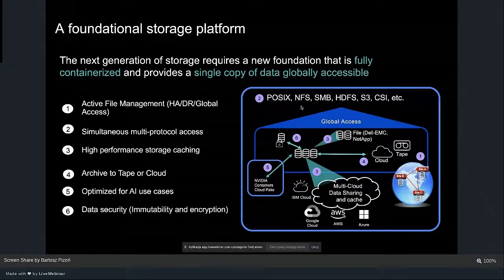So we can connect our on-prem infrastructure to the cloud with the active file management. It could be made for high availability, for disaster recovery as well, and those systems could be separated by many kilometers. Simultaneous multi-protocol access, of course, that's, I would say, native, especially when you're talking about NFS, SMB or S3 as well.